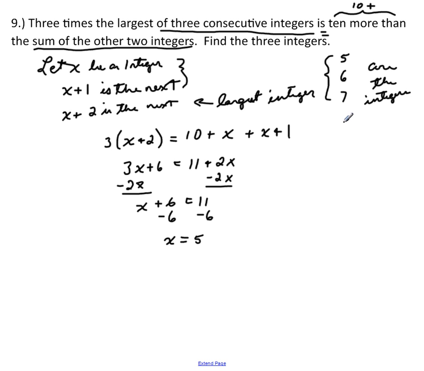All right, well, let's check it out. Does it make sense to say that 3 times the largest of the 3 consecutive integers is equal to 10 more than the sum of the other two? So let's see, plus 5 plus 6. Does that make sense? Well, sure. 3 times 7 is 21, of course. 10 plus 5 is 15, plus 6 is 21. So yeah, that makes sense. Checks out. And so we're done.